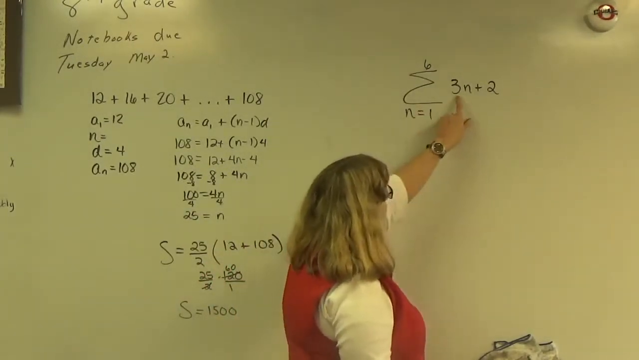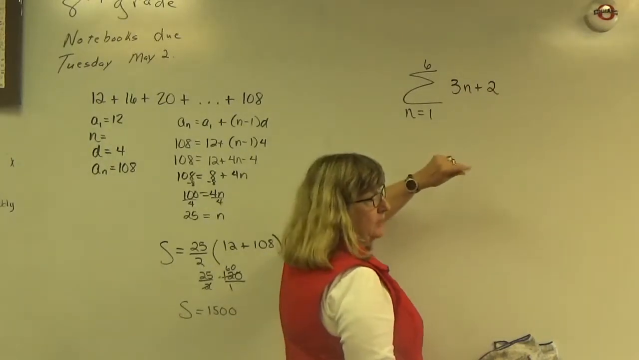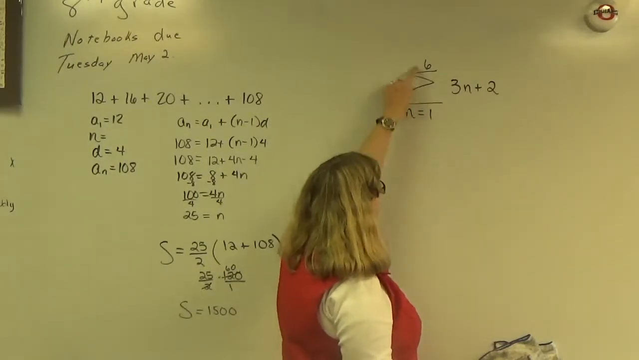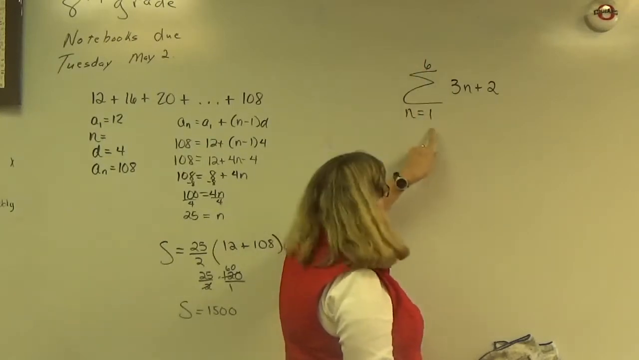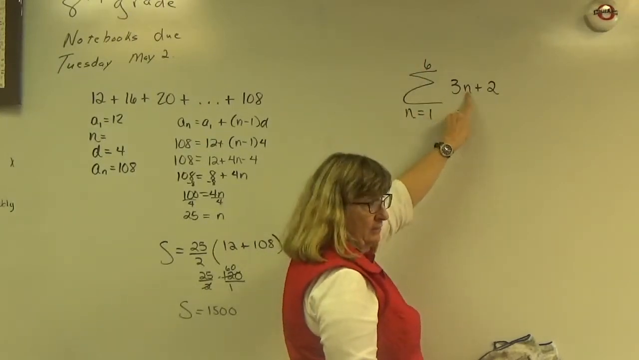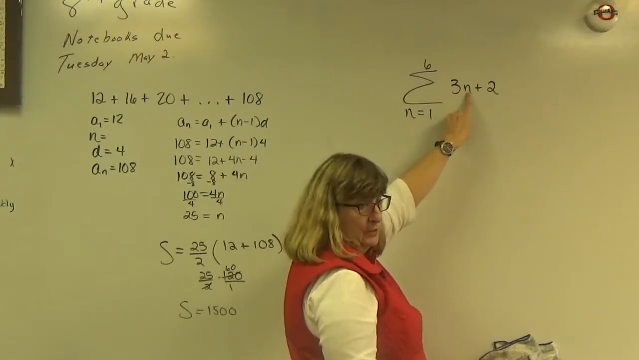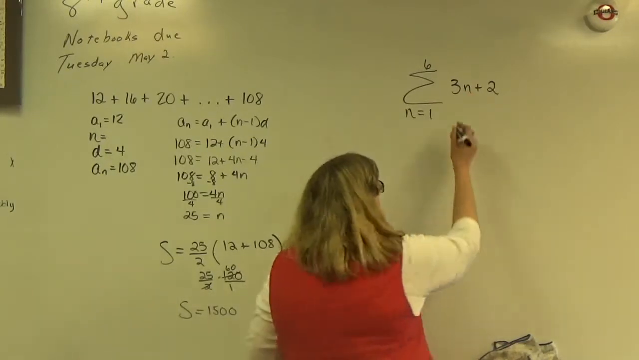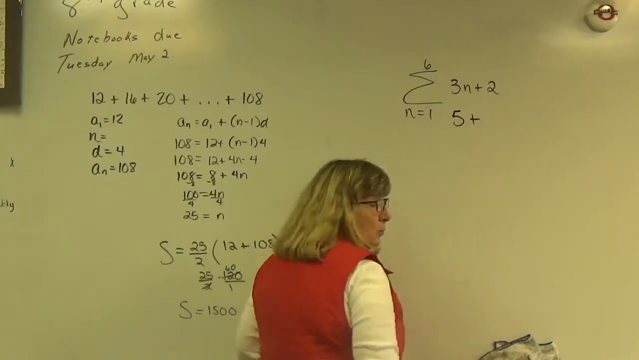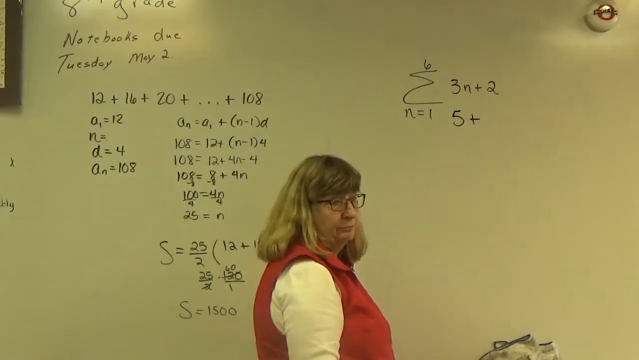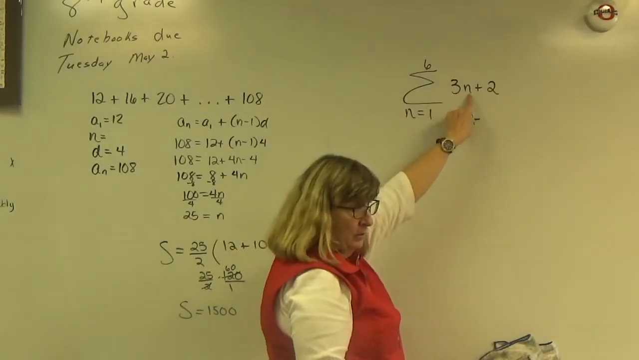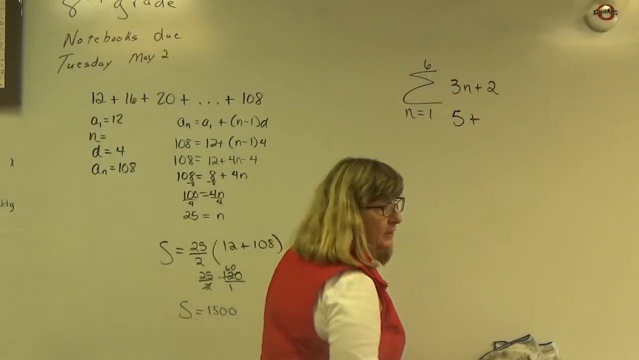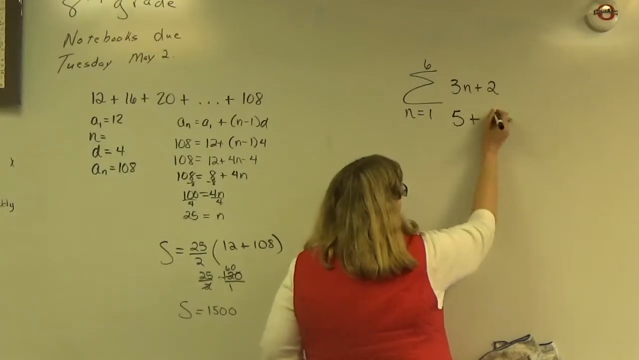This is my formula, and I'm going to be finding the sum of the numbers from n is 1 to n is 6. So the first thing I do is put 1 in place of n. So 3 times 1 plus 2 is 5. Then I put the next number in. What's the next number after 1? 2. So 3 times 2 plus 2 would be 8.